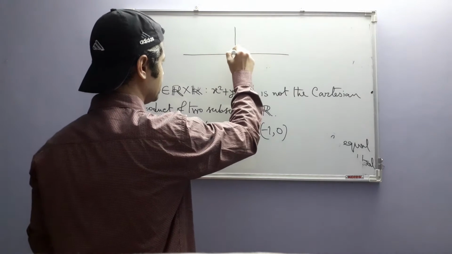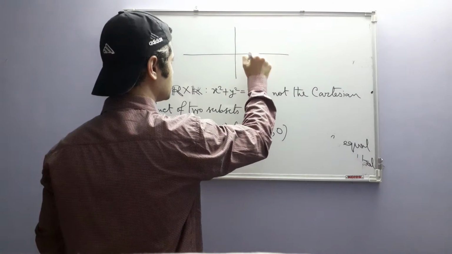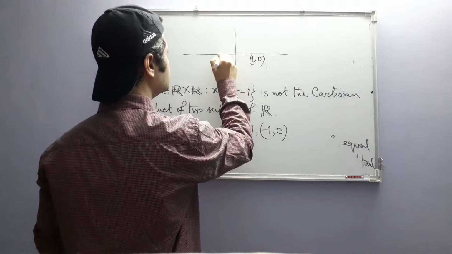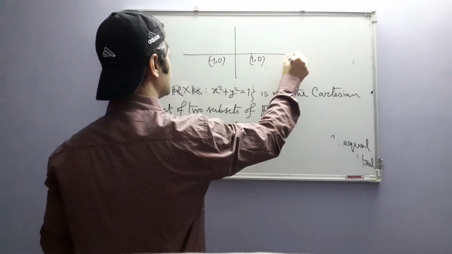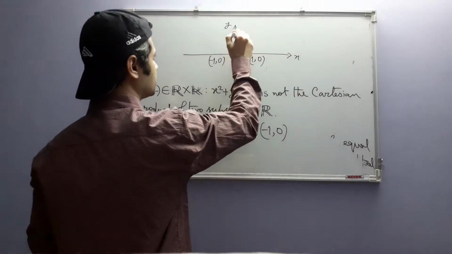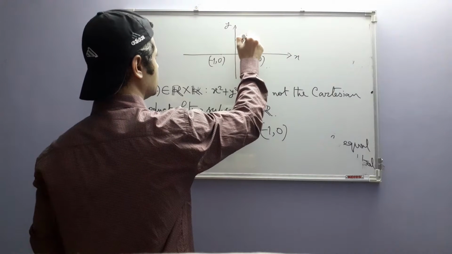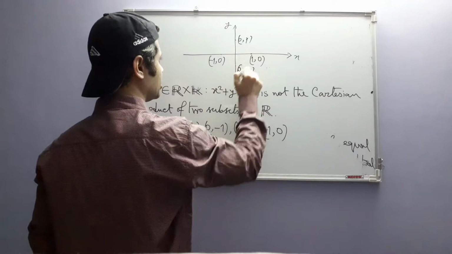are located here. This is 1 comma 0. This is minus 1 comma 0. Assuming that this is the x-axis and this is the y-axis, positive directions. This is 0 comma 1. This is 0 comma minus 1.